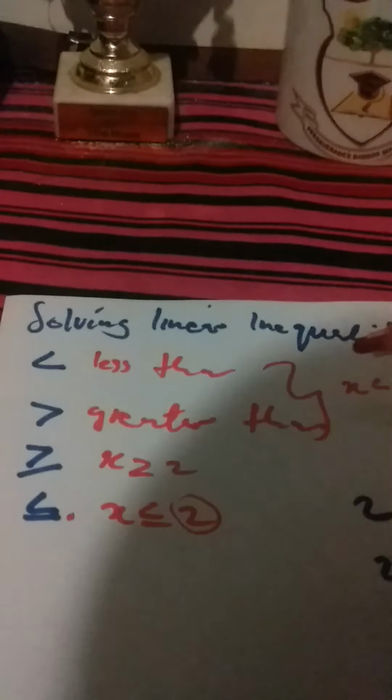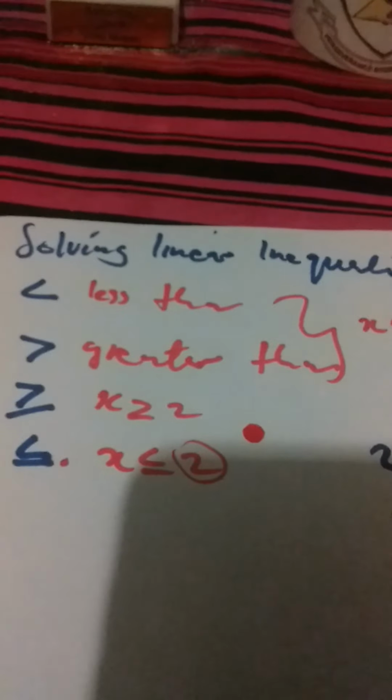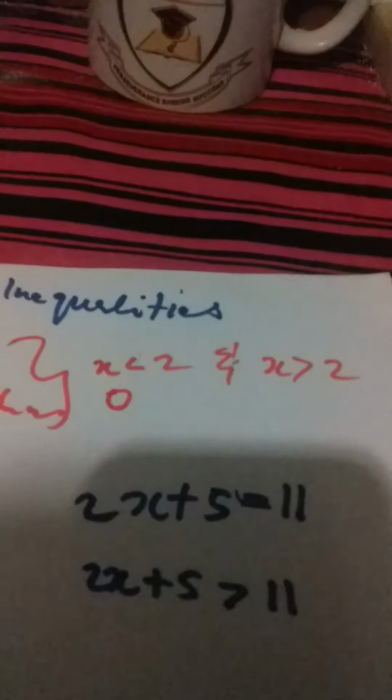And when it comes to representing these on a number line, for the greater than or equal to sign, we use a full circle to represent it on a number line. And for these two signs, we use an empty circle.